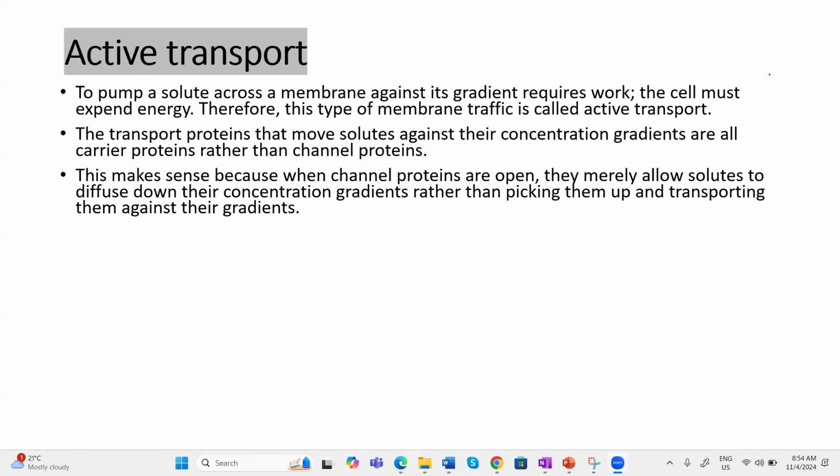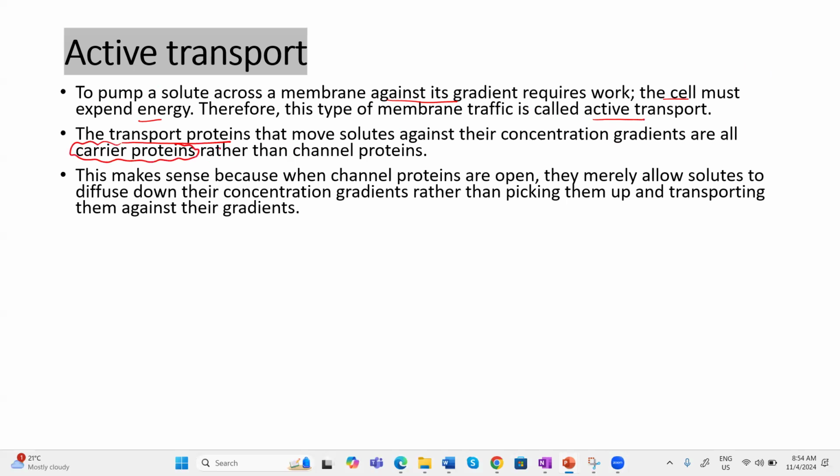And two types of proteins are involved. One is the carrier protein, another is the pump protein. You can say carrier proteins that use ATP are called pump proteins. So to pump a solute against its concentration gradient, the cell has to spend energy, and we say it is active transport.